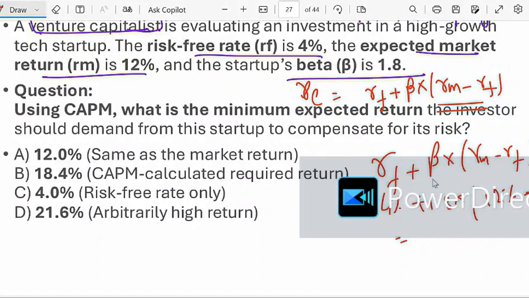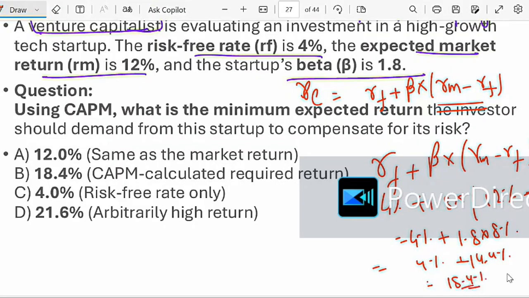Okay, let me explain. See, 4% plus 1.8 times 8%. So 1.8 times 8, how much is it? 14.4%. So the answer is 18.4%, right? So option B is the answer. This formula you have to remember to calculate the required rate of return. This is the minimum return that investors should demand, based on the risk they are taking. 18.4% return they should demand.